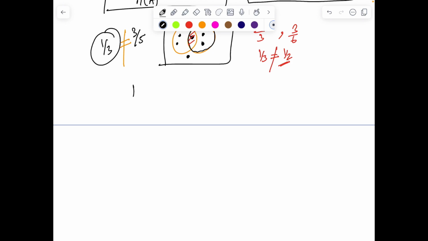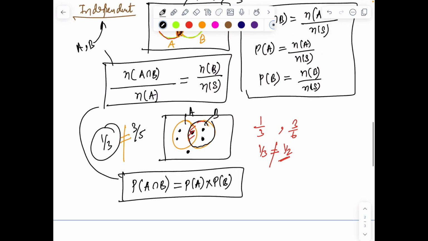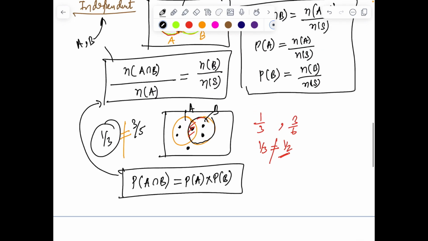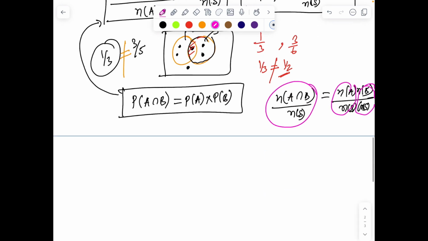So till now what we have seen is that probability of A intersection B equals probability of A into probability of B, which is a mathematical criterion to show these two events are independent. You can derive this from here: if N of A intersection B equals N of A times N of B divided by N of S, I can divide by N of S on both sides, and this is nothing but P of A intersection B equals P of A into P of B. So this is the criterion for independence.